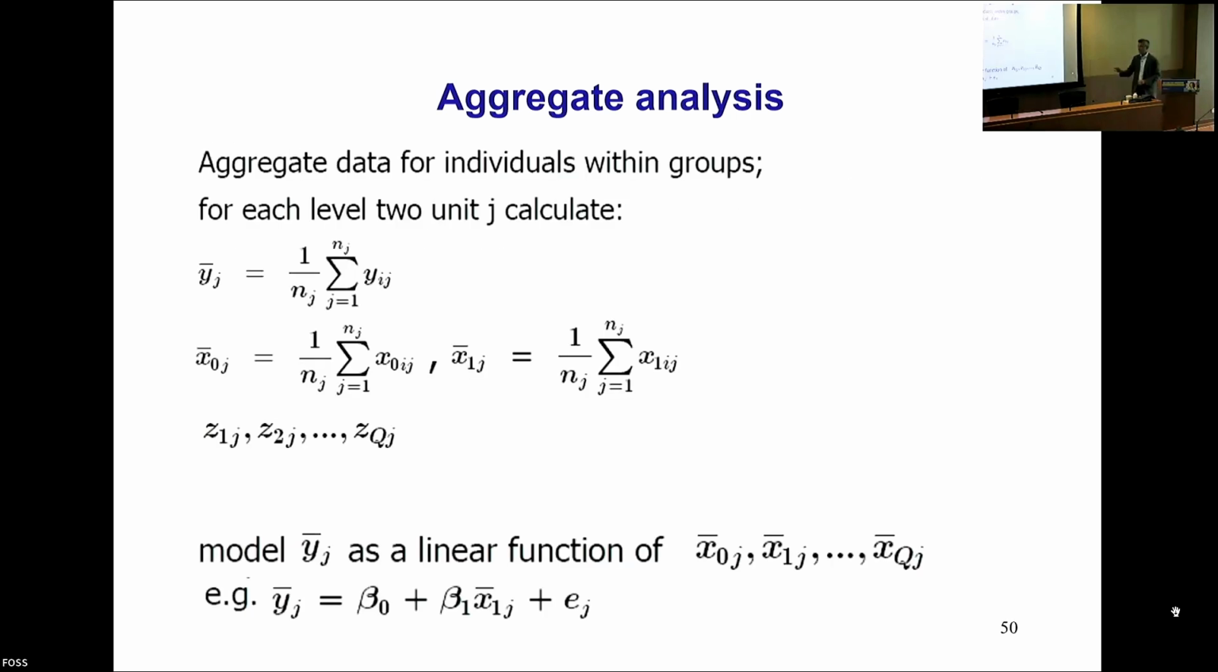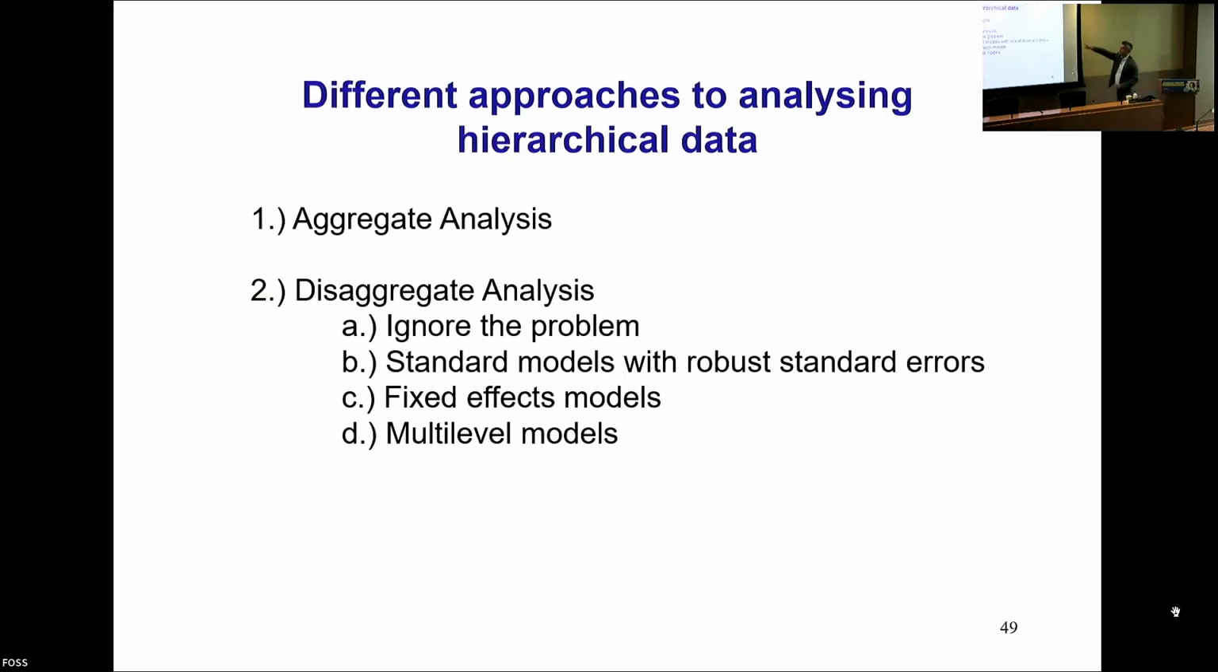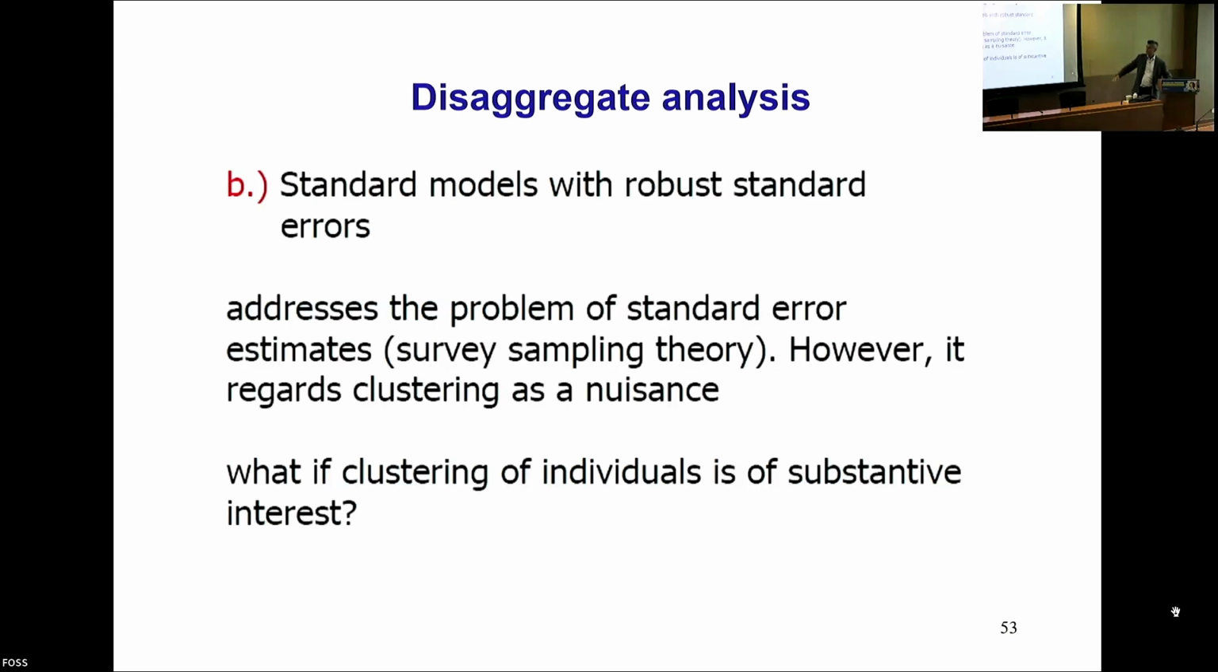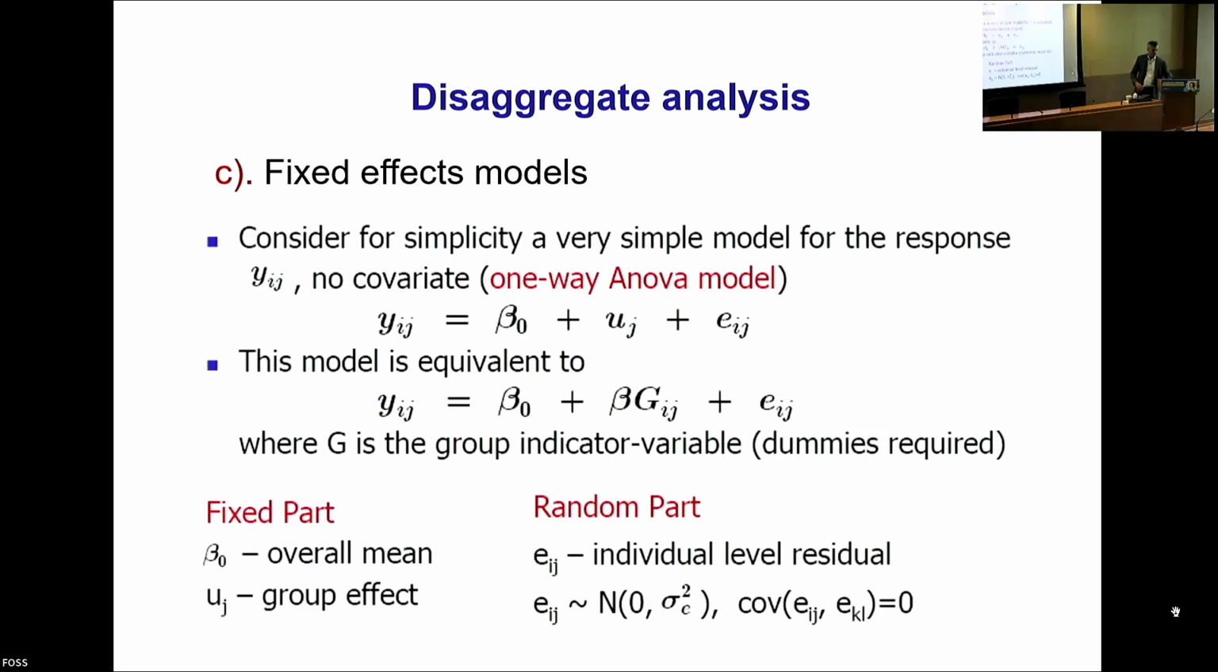I didn't talk about aggregate analysis as well. So instead of analyzing things at the individual level, we can just analyze things at level 2, at the group level. So we can calculate a mean of Y and a mean of X at the group level and correlate that. But those of you who know about ecological fallacy, just because there's an association at the group level, that doesn't mean you will find the same association at the individual level. So the aggregate level analysis is not useful. The disaggregated level analysis, ignoring the problem, is not good. Robust standard errors means you're not interested in group level effects.